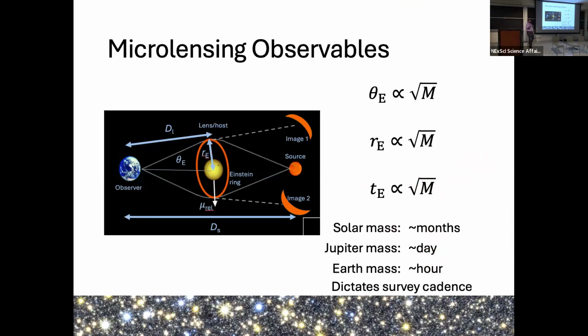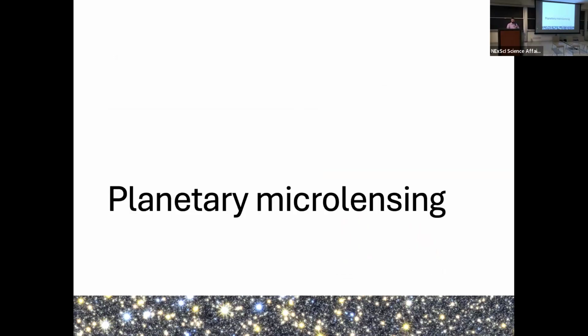We can run surveys for years to catch lensing events by stellar mass objects, and the timescale of even Earth mass planets is not so short that we would struggle to observe it if we can make a camera big enough and run it quickly enough. But what we're looking for in terms of Earth masses, Jupiter masses, or solar masses is going to dictate the observation frequency we need to achieve when we go searching for microlensing.